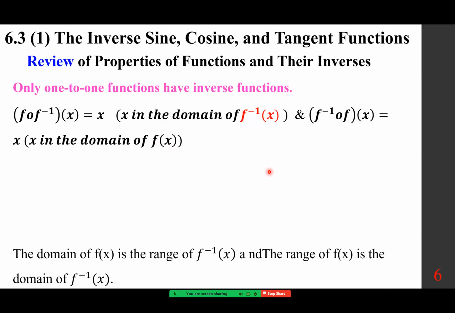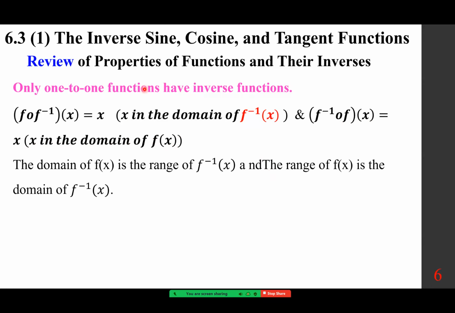All right. The domain of f of x is the range of f inverse, and the range of f of x is the domain of f inverse. So in short, domain of one is range of the other.